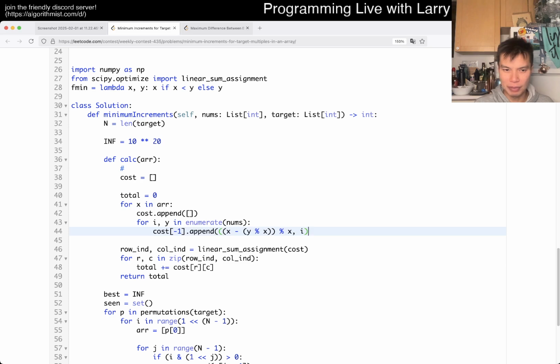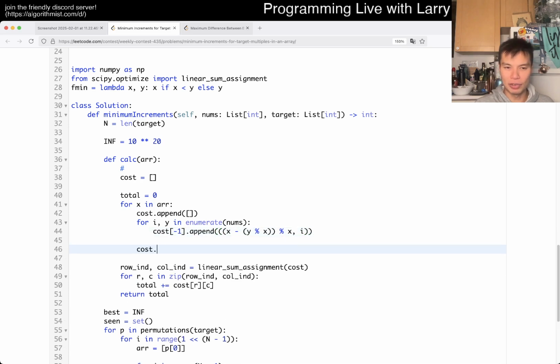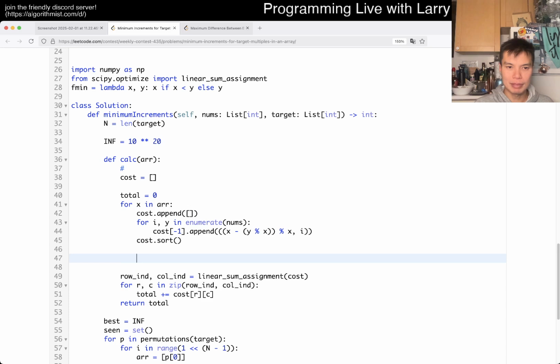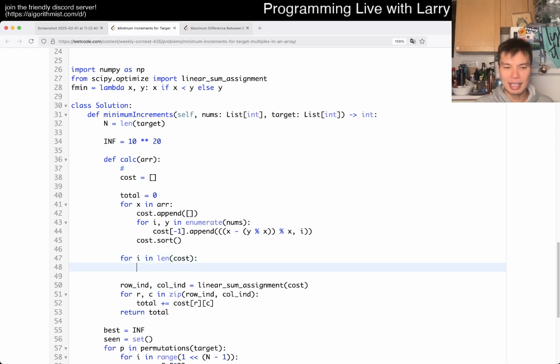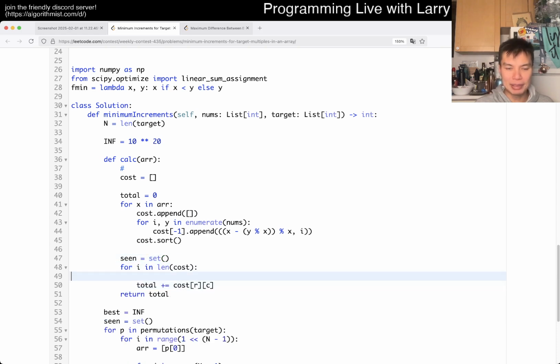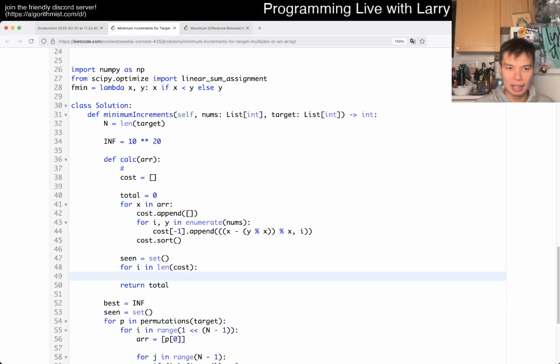Should make the tuple first. And then we can just sort it, right? And after we sort, then now we can say, for i in length of cost, right? Then now we take the first element, and maybe like a seen thing, right? So that we don't reuse the same columns.